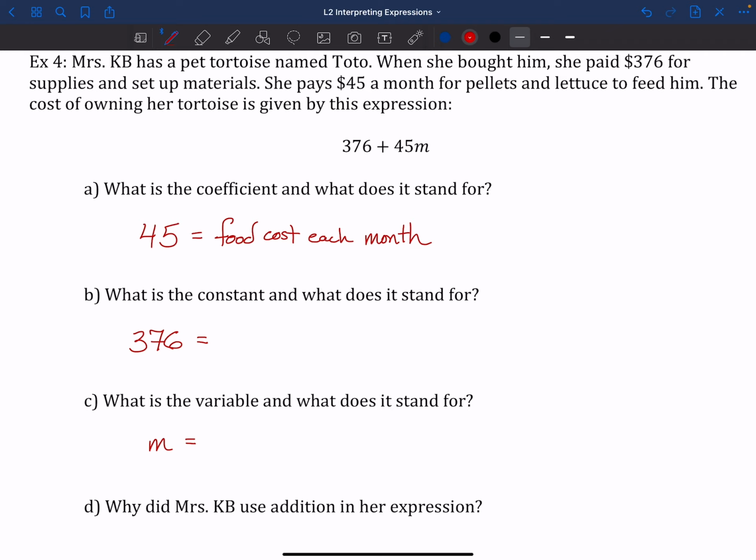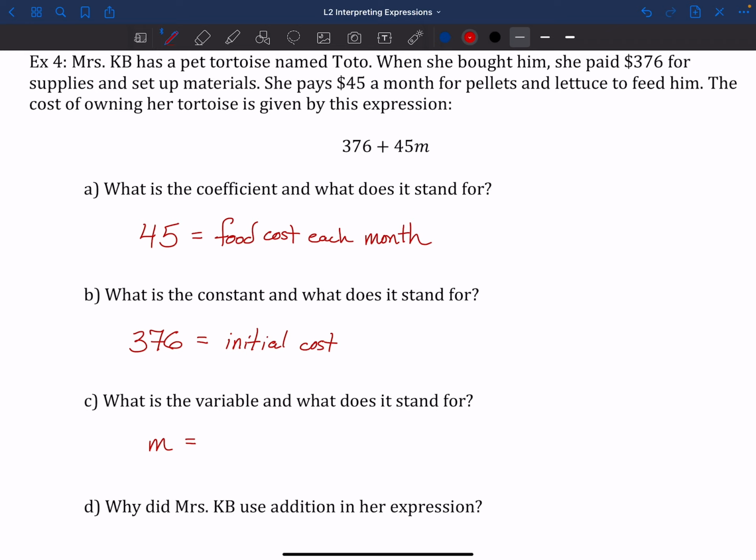The 376, that's what she paid for supplies and setup materials. So that was the money that she had to spend right out the gate. We can think of that as our initial cost. If you also wanted to call it the base cost, like we did in the last one, that's kind of the same thing. It's the money that you had to pay right at the start to even get underway with things.